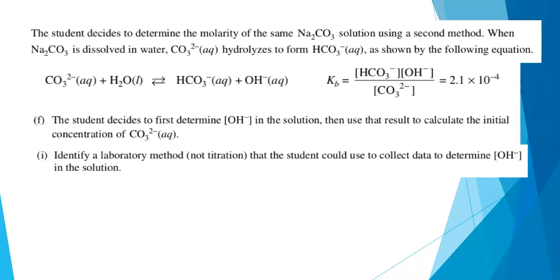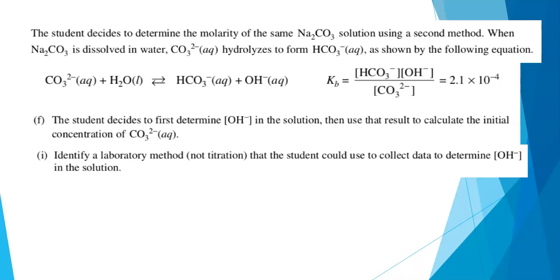The student decides to find the molarity of that sodium carbonate solution using a different method. All right, and all of a sudden it turns into an acid-base problem, equilibrium. Okay, but we can do this. We're not going to be flustered by that change. All right, so F part 1. The student first decides to find the concentration of hydroxide in solution, and then use that to find the initial concentration of the carbonate. So F part 1 says, identify a laboratory method that's not titration that the student could use to collect the data to find the hydroxide ion concentration in solution.